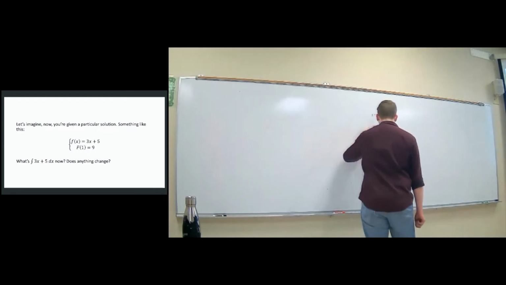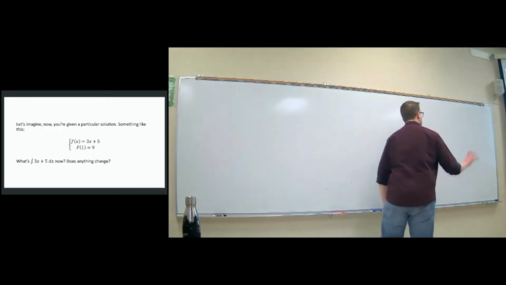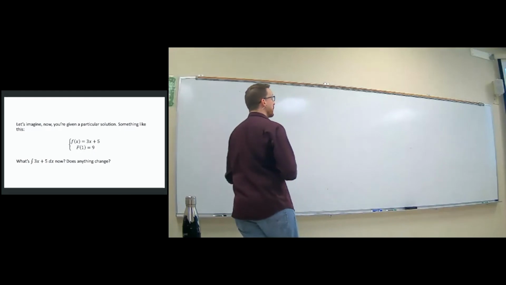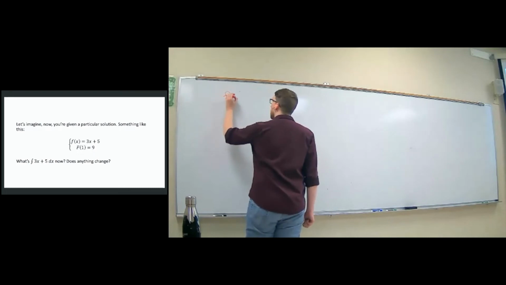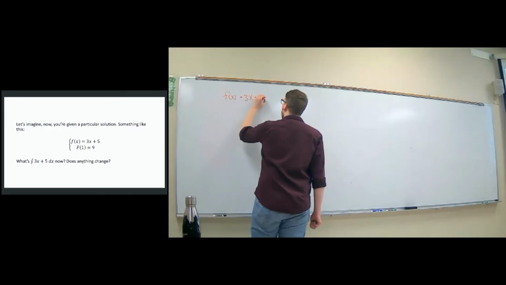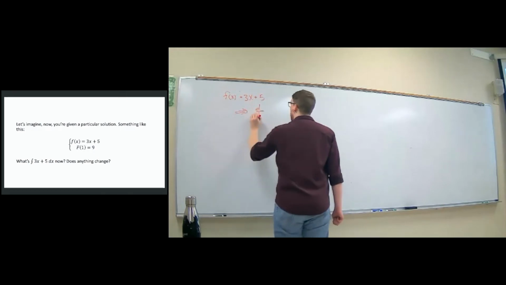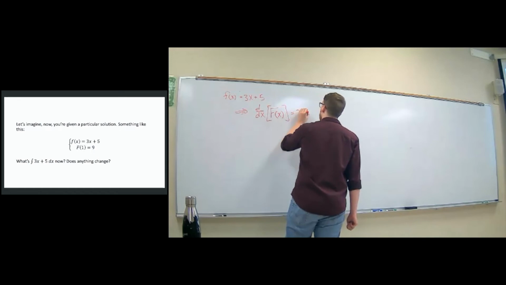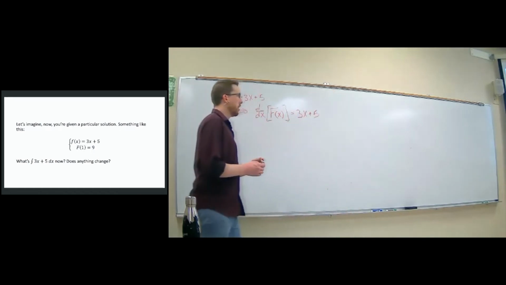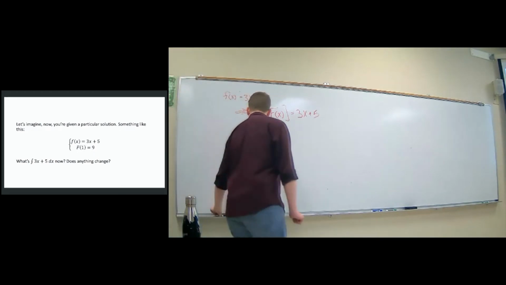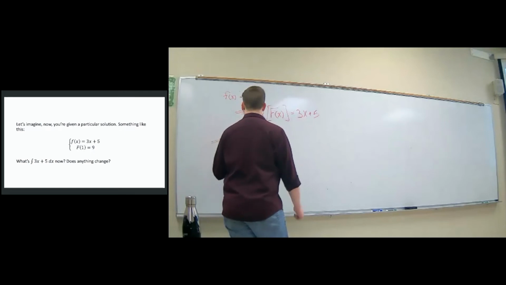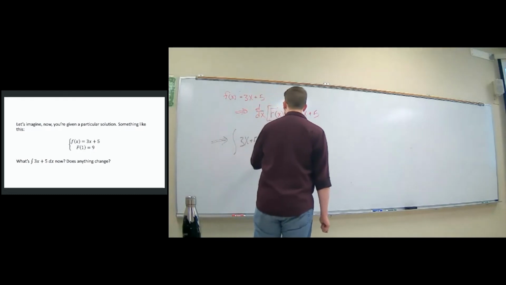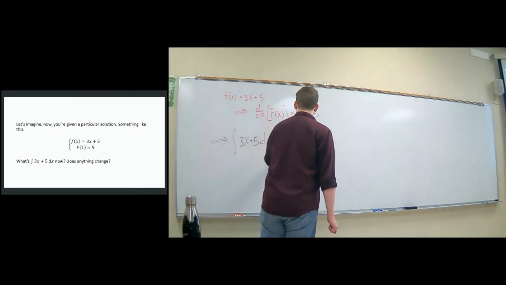Now let's start in this problem with just that first little bit of information: that our function's derivative is going to be equal to 3x plus 5. So f prime of x is equal to 3x plus 5. This tells us that the antiderivative of 3x plus 5 integrated with respect to x is equal to our function plus a constant, right?